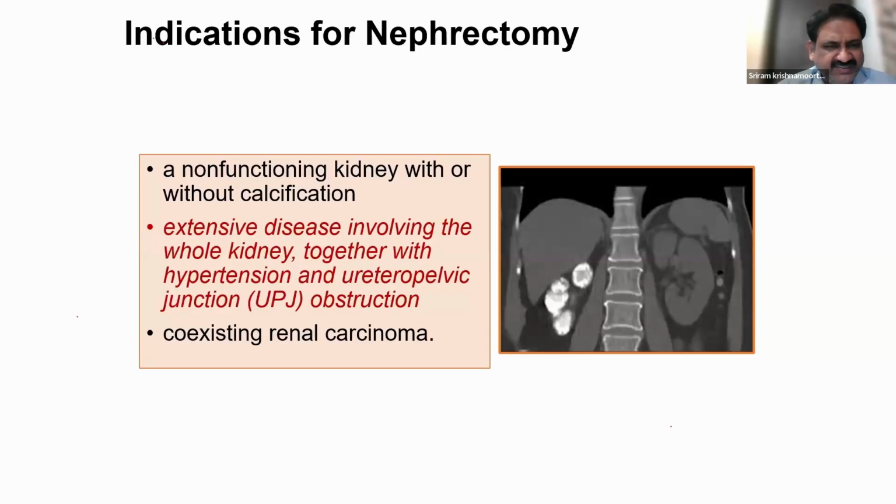Extensive kidney disease involving the whole kidney, together with hypertension which needs multiple drugs, or with PUJ obstruction where the whole kidney is affected, better to remove it. Or if you feel that there is a coexistent renal cell carcinoma, the whole kidney has to go. There's no question of doing a partial removal or enucleation. Next slide, please.